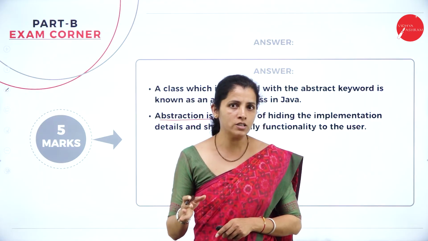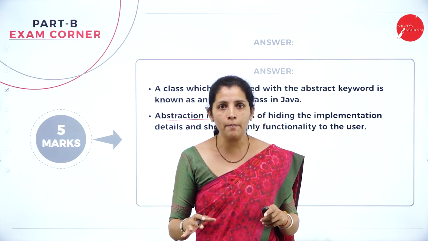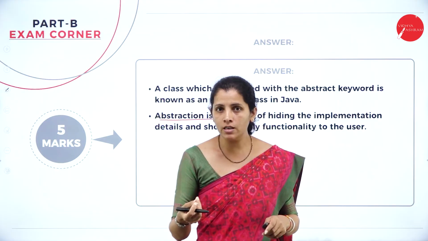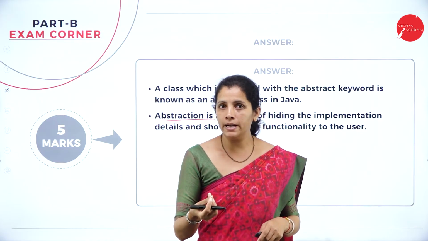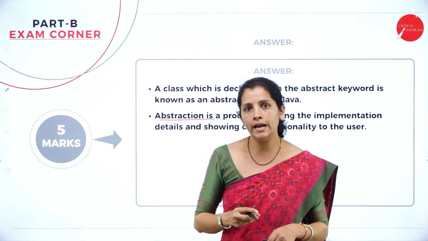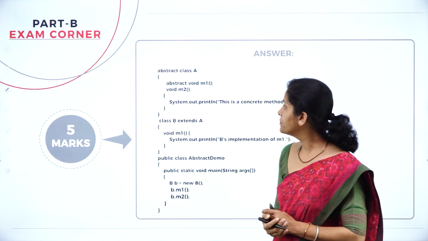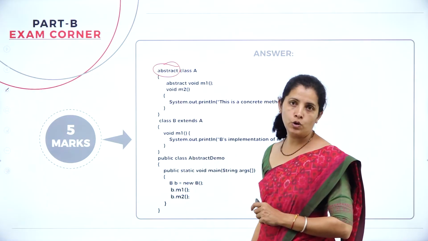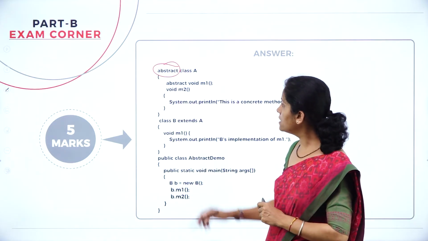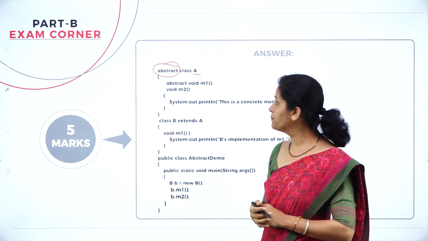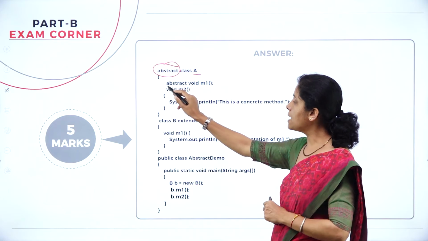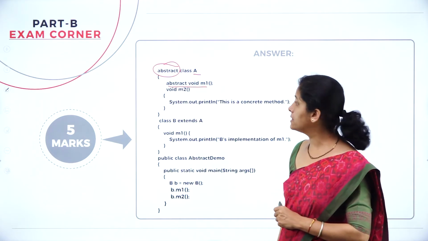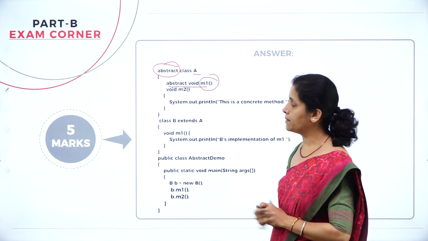We are using WhatsApp, but we are not going to bother about how it works or how it is implemented. Everything is hidden from the user. For example, I want to use the keyword abstract, and the class name is A. In my abstract class, I'm going to have an abstract method, that is M1.